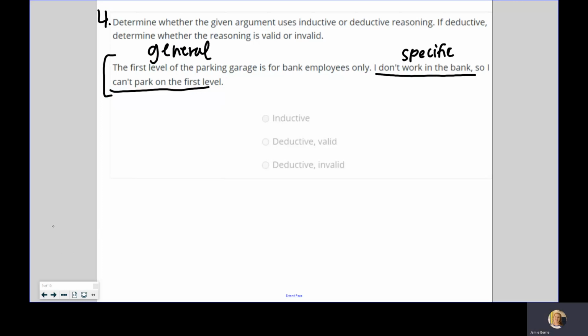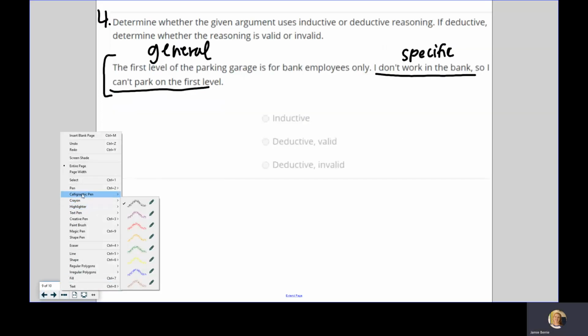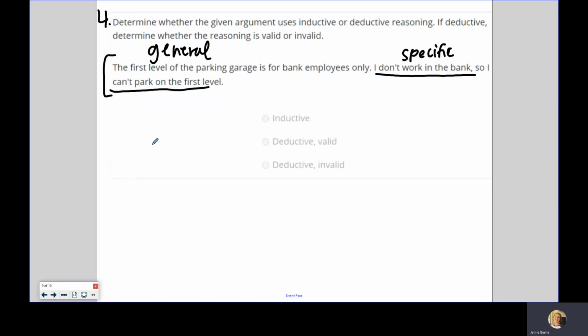All right, so let me get a different color pen. Sorry, y'all, my little clicker thing on my pen is not working properly.